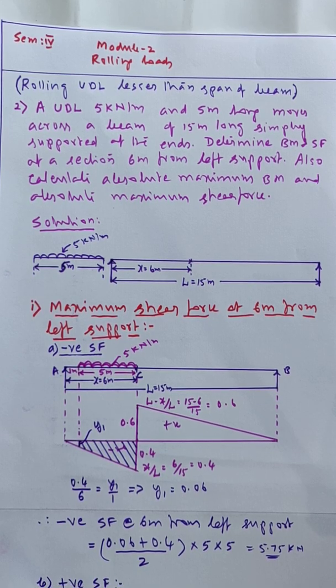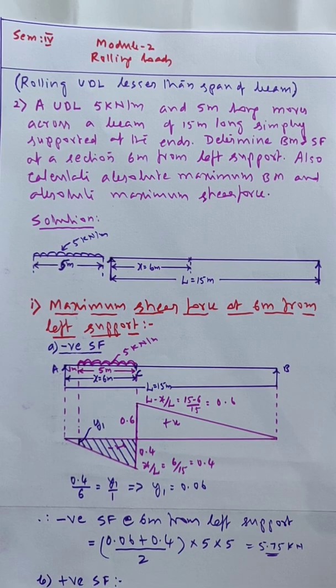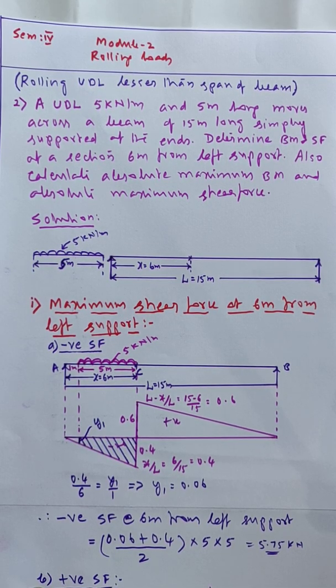Today we will see one more problem on rolling UDL lesser than span of the beam. It is of Module 2 of ADS subject.